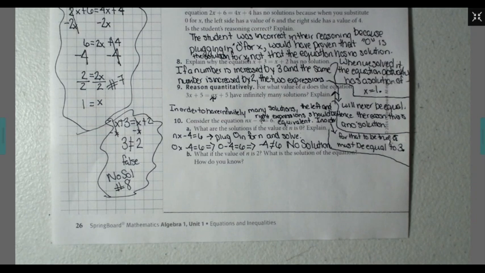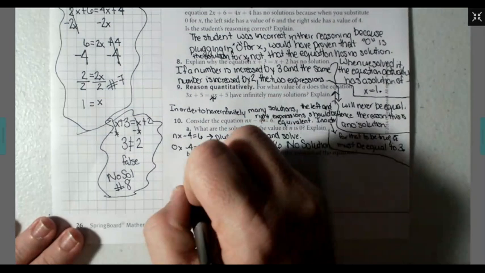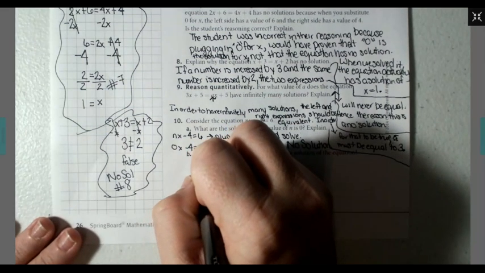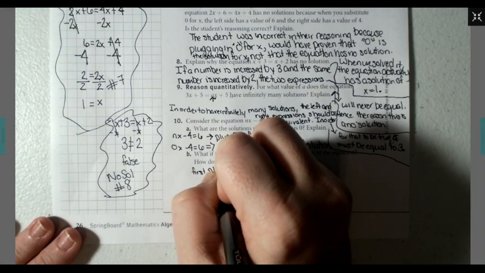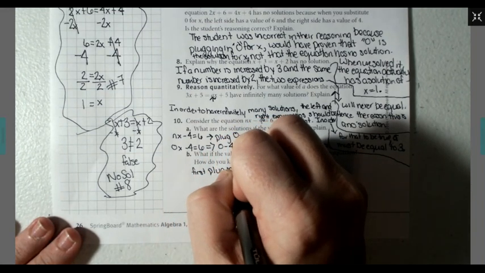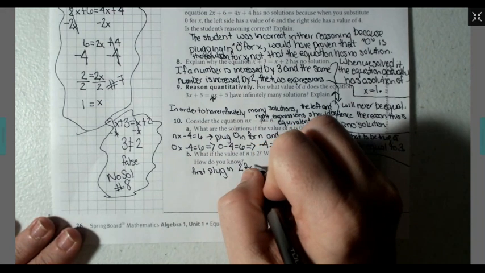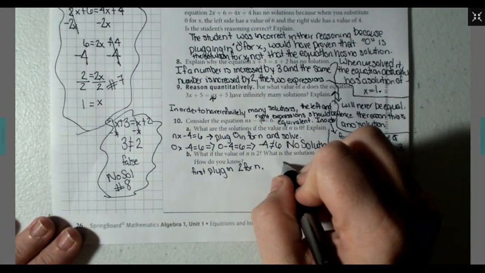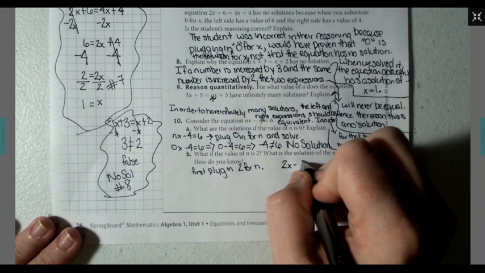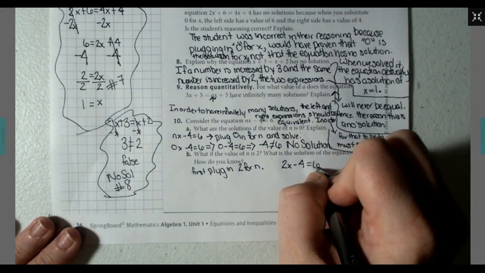B, what if the value of n is 2? What is the solution of the equation, and how do you know? Well, first, plug in 2 for n. So I'm going to have 2x minus 4 equals 6.